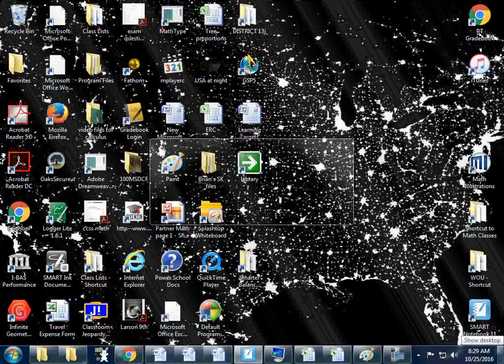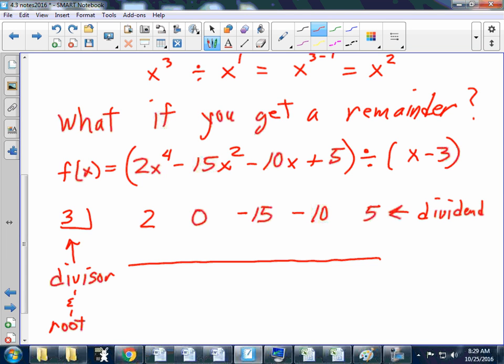Okay. And then we're going to bring down the 2, and then what? Is 6. And don't forget, we're adding, not subtracting, as with long division. Gives us 6. And then what do? 18. And we add them, 3. Somebody other than Sean, Maggie, 9. Then we add them, negative 1.